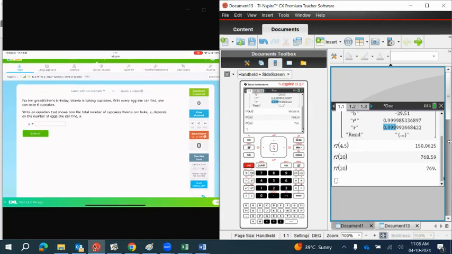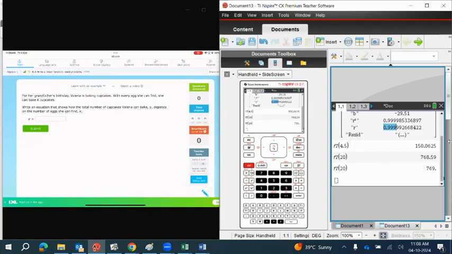Okay, so we have to make a linear model on this one. And we're told that for her birthday, Valeria's baking cupcakes. With every egg she can find, she can bake 6 cupcakes. Write an equation that shows how the total number of cupcakes that she can bake depends on the number of eggs she can find.